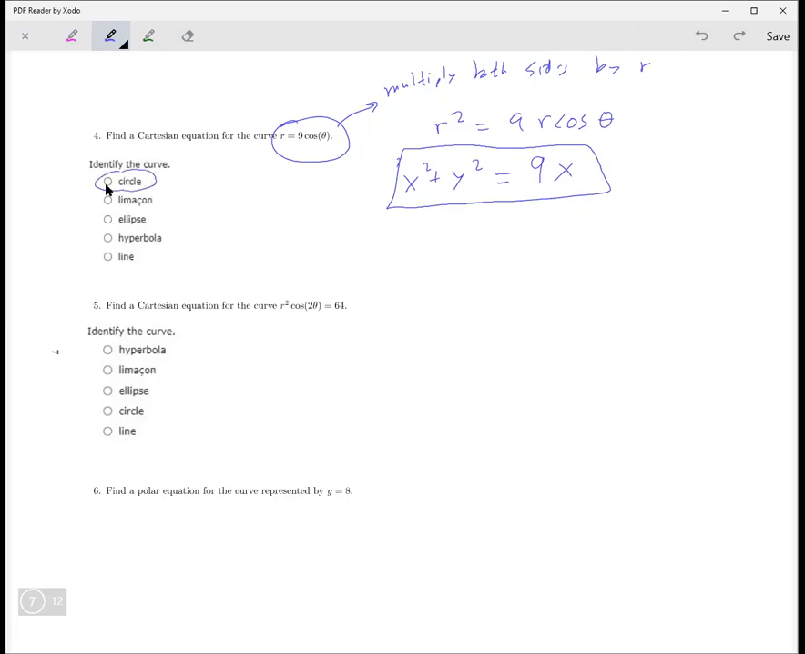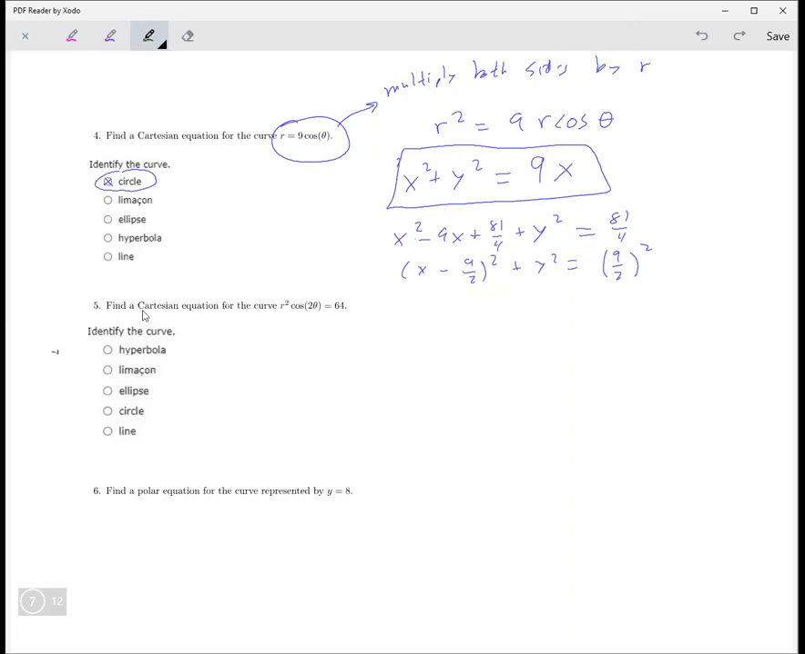It's a circle. Okay, it's a circle because what you're going to do is pull this 9x over here, and then complete the square. Half of that's 9/2. This is 81 over 4. And then you get x minus 9/2 squared plus y squared equals 9/2 squared. So it's a circle whose center is (9/2, 0) and radius is 9/2. Okay, so that's a circle.